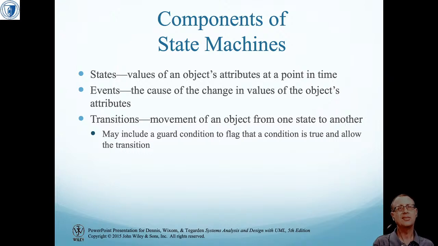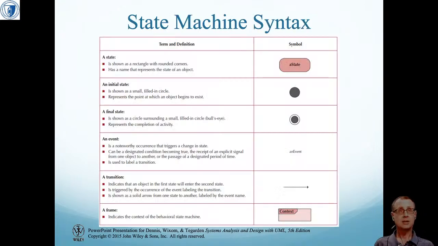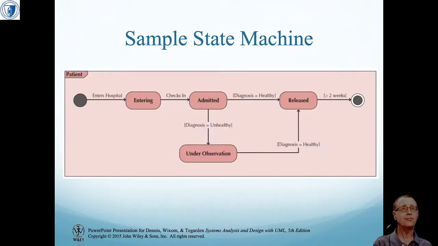Right? The components are the states, what's the object's attributes at a given point in time, and the events, what causes the change of states, and then the transitions are the movement from one state to the other for the object. Here's, I think we've seen this before in the Sommerville chapter, right? Here's the initial state, the final state, an event, a transition, and again a frame or a context.